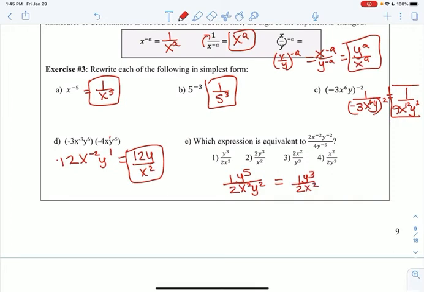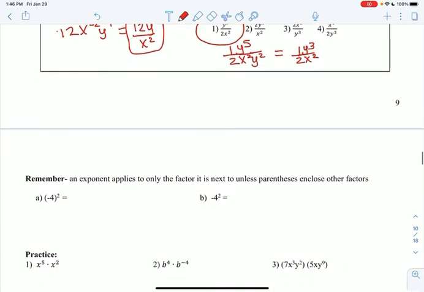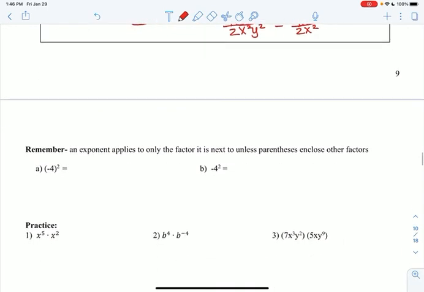The y's had a common base. I was dividing, so I subtract my exponents, and I can see that answer in choice 1 there. All right, so those are the rules with some examples. Let's just do a few more problems to practice.